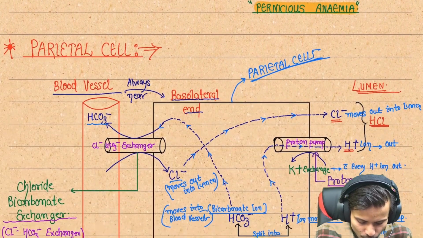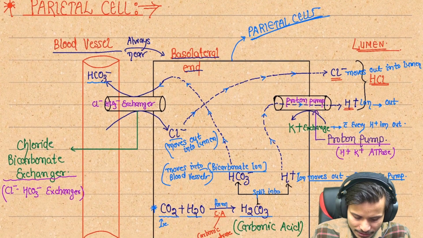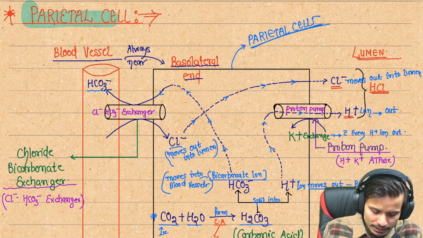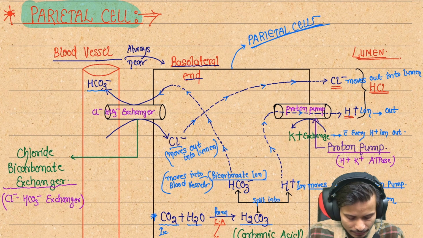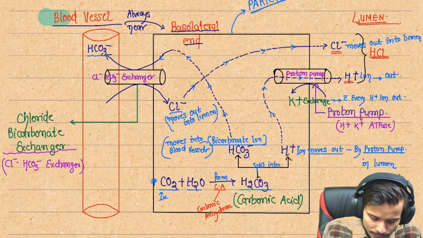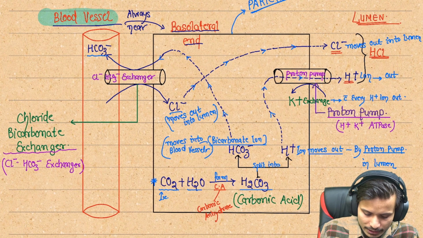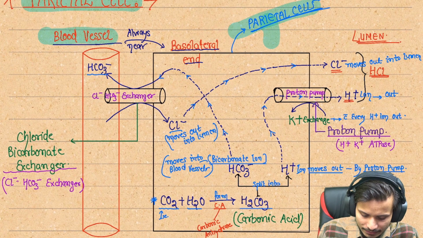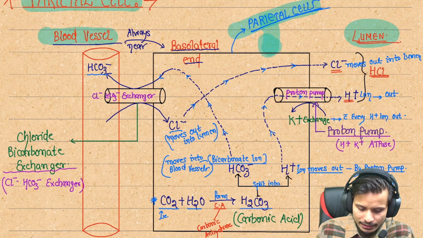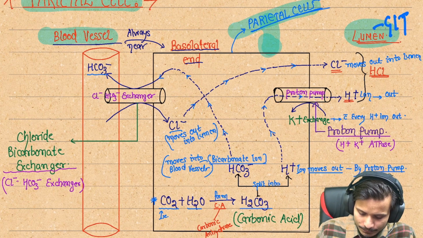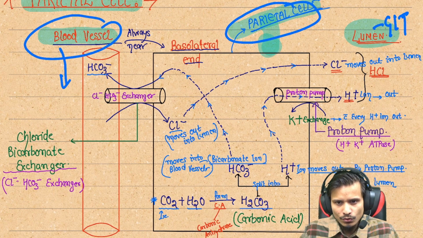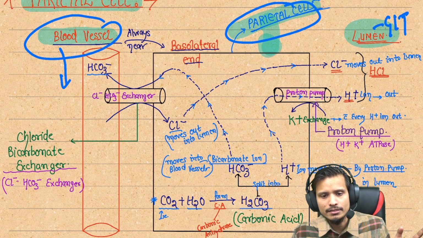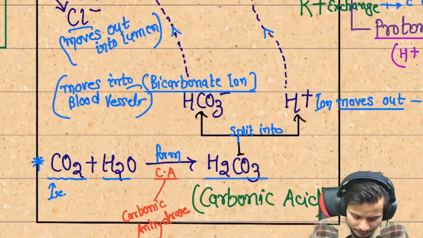Next we can see the role of these parietal cells. We can see 3 structures. Here we discuss the parietal cell, the main cell of our GIT in the stomach. Here are the blood vessels, this is the parietal cell, and this is the lumen of the GIT. So what is happening inside our parietal cell, the GIT and the blood vessels? We are going to start from the basics.